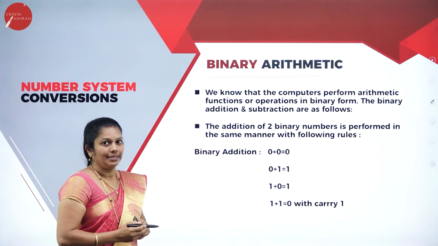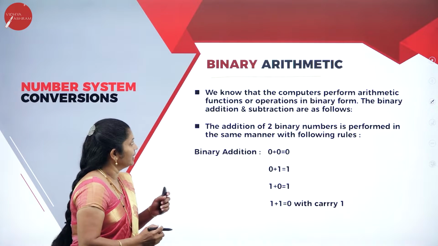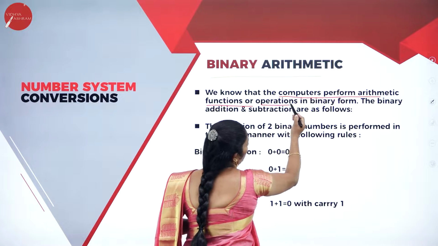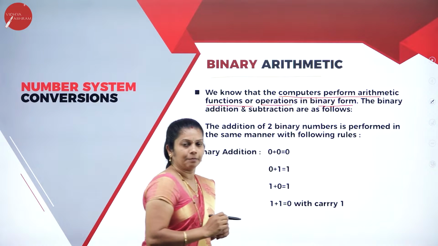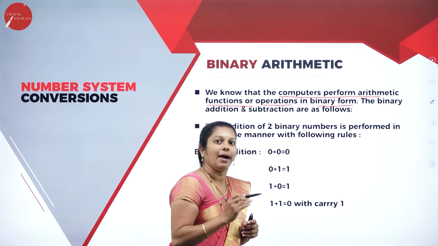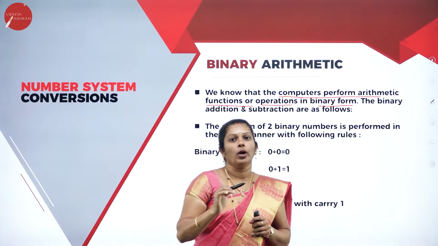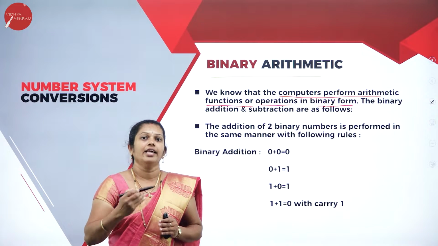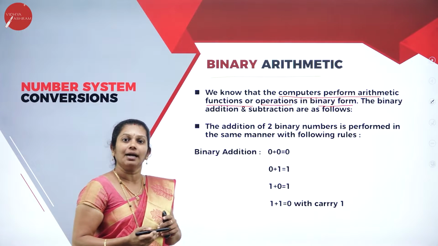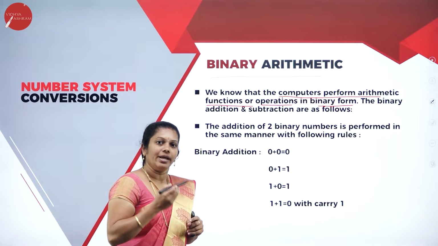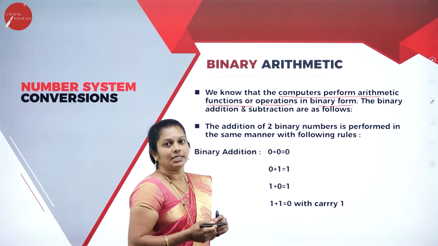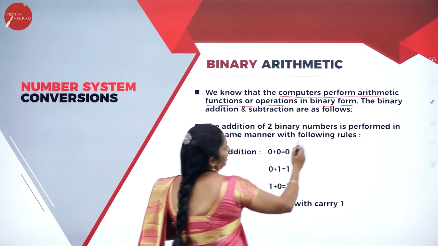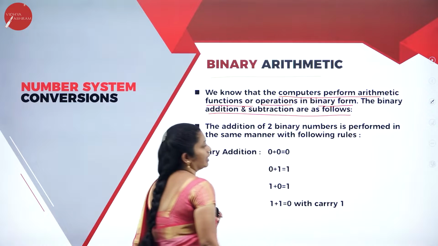The first one, binary arithmetic. What do you mean by that? Why do we require this? We know that computers perform arithmetic operations in binary form only. Computer can only understand binary language, that is 0 and 1 only. Whatever instructions I give in English, that is in a high level language, will be converted into binary format by using a compiler. A compiler is software that converts the high level language to machine understandable language, because computer can understand only binary level languages. The binary addition and subtraction are as follows.